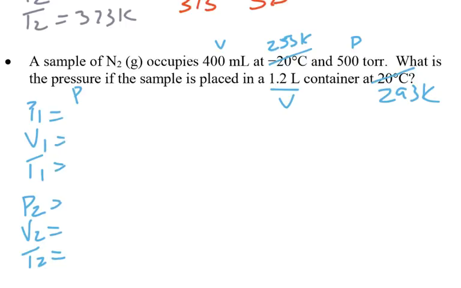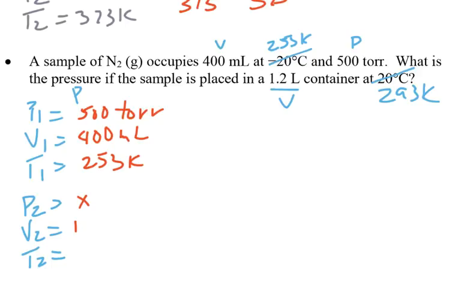So pressure 1, we said, was 500 torr. And the volume 1 is 400 milliliters. And the temperature is 253 Kelvin. Okay, we said, what is the new pressure? So this is X. New volume, 1.2 liters. And a new temperature, 293 Kelvin. Now, because this is torr, this answer is going to come out to be torr, and that's fine.